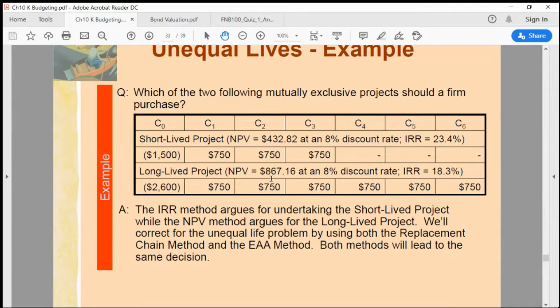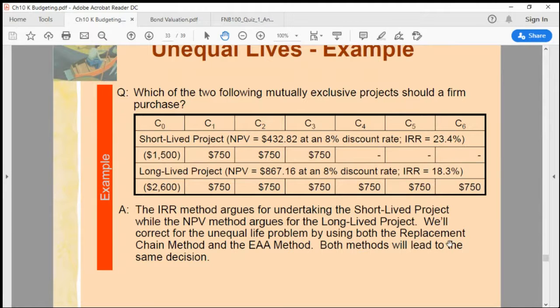Long-lived project, net present value 867, but internal rate of return is 18.3. So, how do you reconcile this difference? Look, if you go by the net present value, then the longer project is your choice. But look at the internal rate of return, then the shorter-lived project is what you would pick, right?